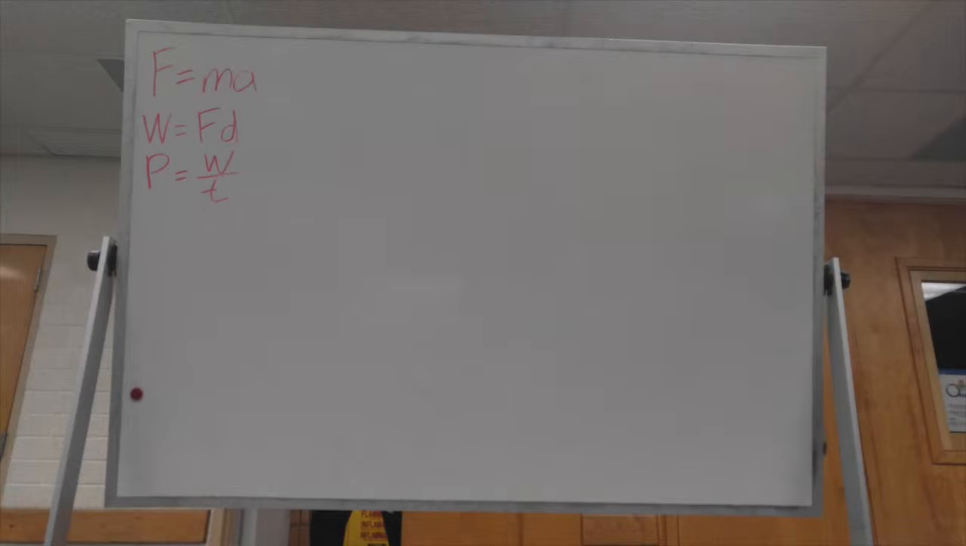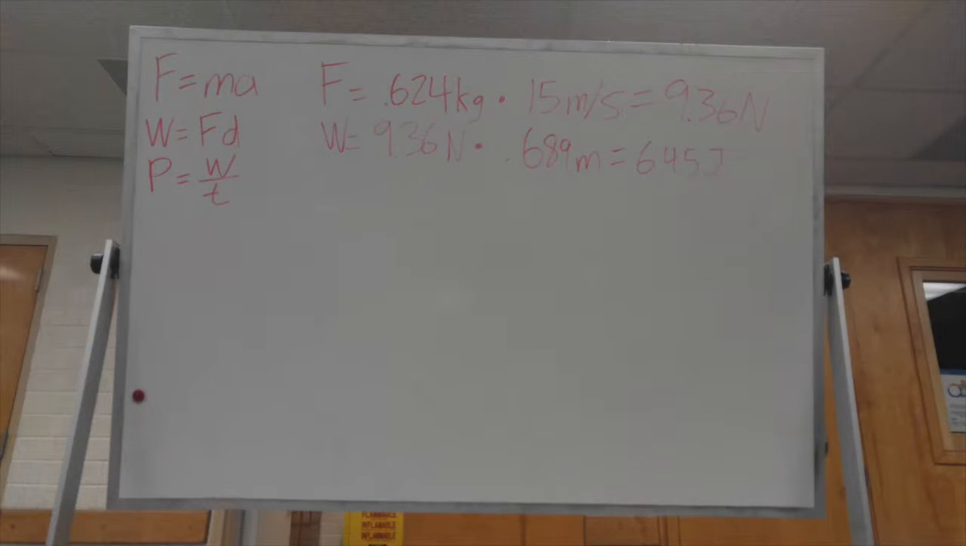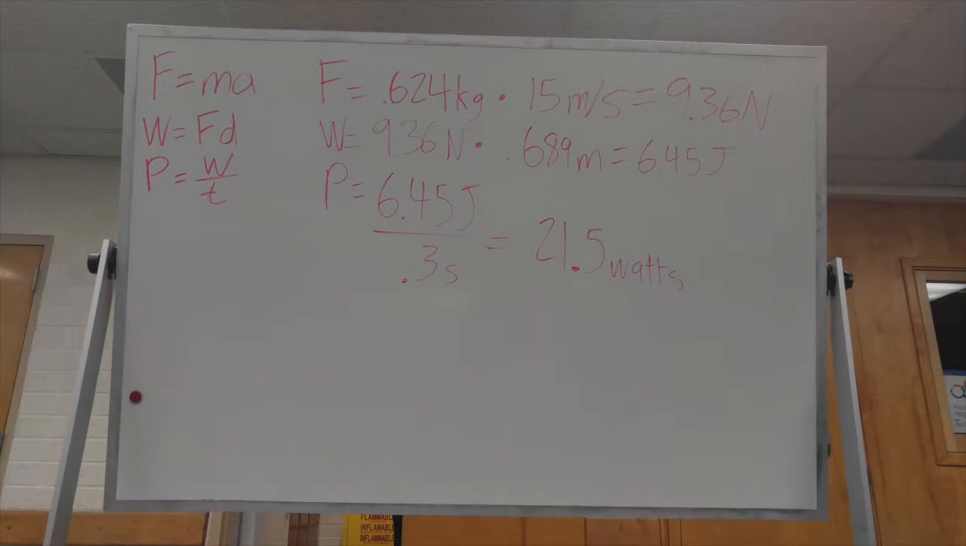For our three-point shot, we use the formulas of force, work, and power. For the three-point line, the force of the shot was 9.36 newtons. The work done on the basketball was 6.45 joules, and the power of the shooter was 21.5 watts.